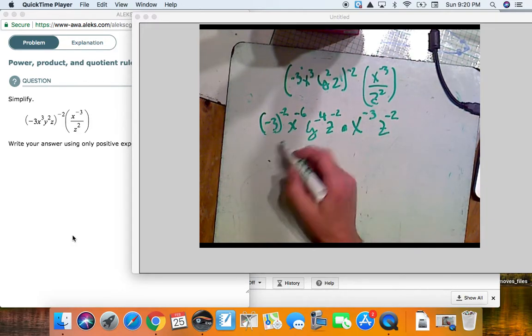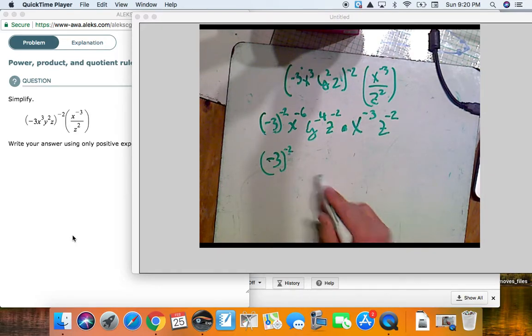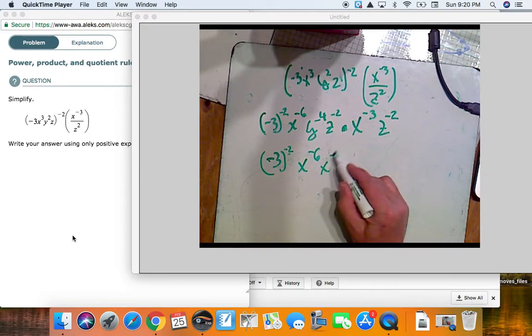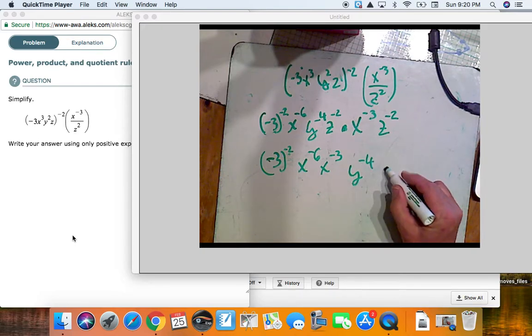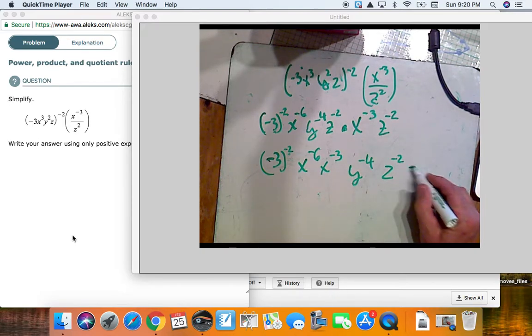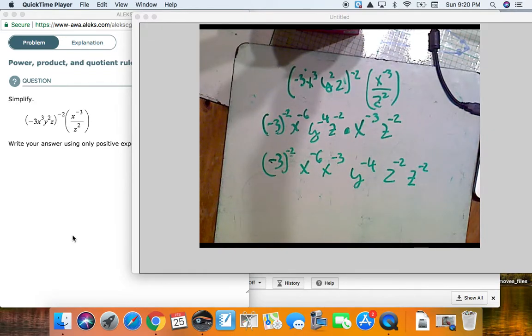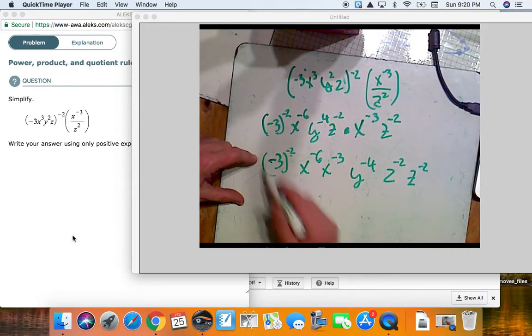So now let's group all the similar stuff. So I've got negative 3 to the negative 2. It's my only number. x to the negative 6, x to the negative 3, y to the negative 4, and z to the negative 2, z to the negative 2. Okay? So now let's deal with this.